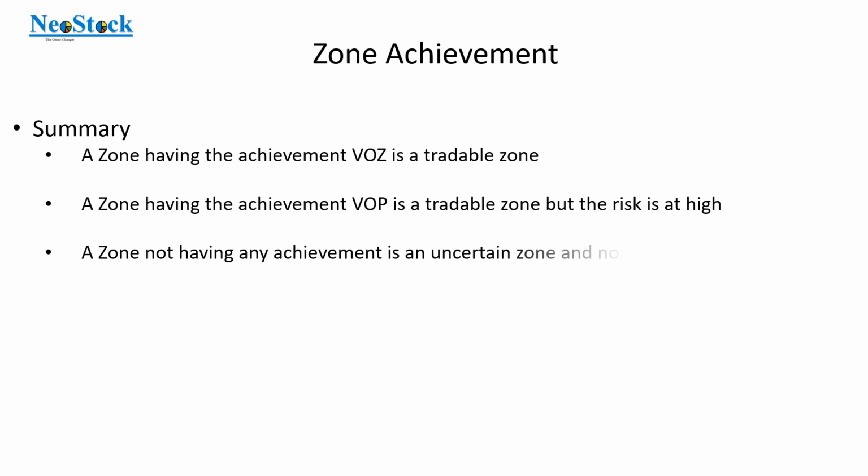And the third point, a zone not having any achievement is an uncertain zone, because we don't have any clues about that zone. If you are not having any clues, it's better to stay away from that zone. Look for some other zone, some other stocks. That's why we are not recommending it for trading. So this is the summary of zone achievement.